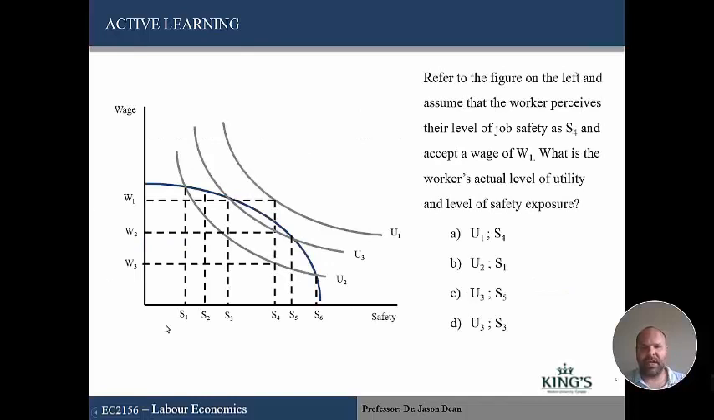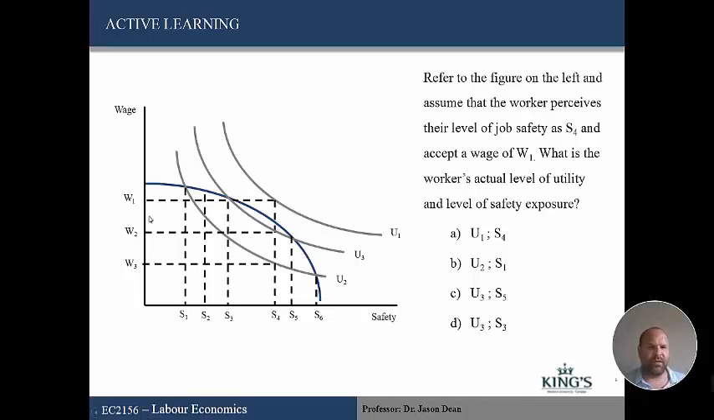Now refer to this diagram. In this diagram we have three different indifference curves. We have different safety levels, we have different wages, and it says here, refer to the figure on the left and assume that the worker perceives their level of job safety as S4 up here and accepts a wage of W1. What is the worker's actual level of utility and level of safety exposure?